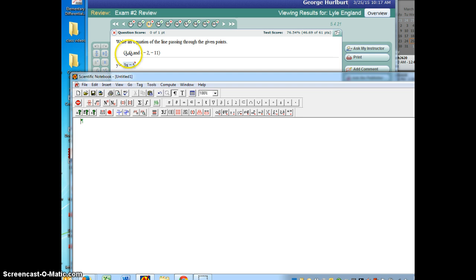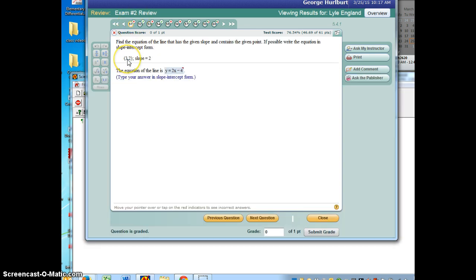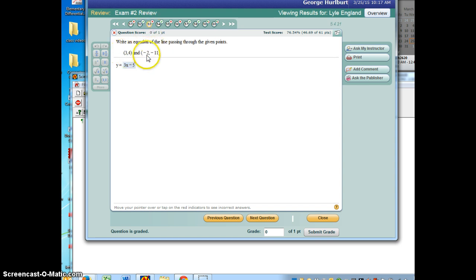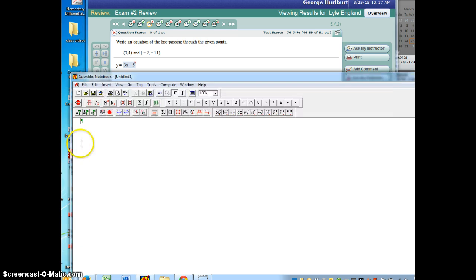Okay, 53 is similar to 51. The difference is, back in 51, they gave us 1 point and they gave us the slope. Here in 53, they give us 2 points. So the first thing we need to do is find the slope. And we use the little formula, m equals y sub 2 minus y sub 1 divided by x sub 2 minus x sub 1.